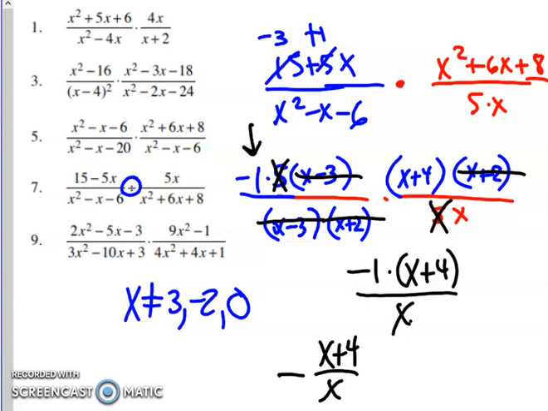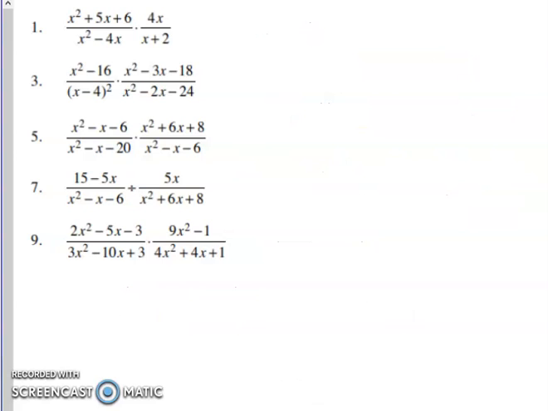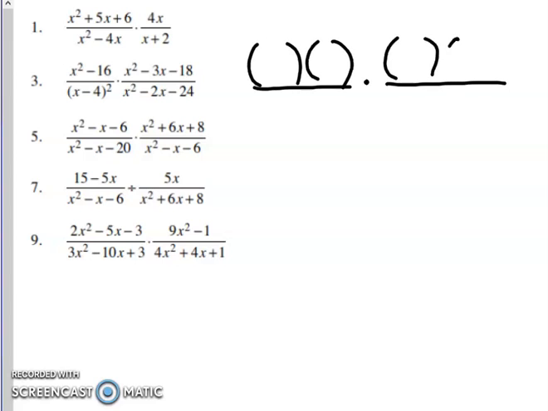And then the last one, from 9, I see definitely some quadratics, definitely at least potentially one conjugate.